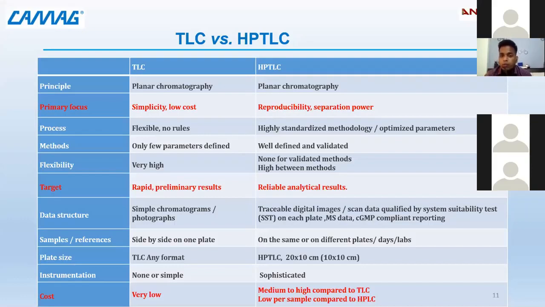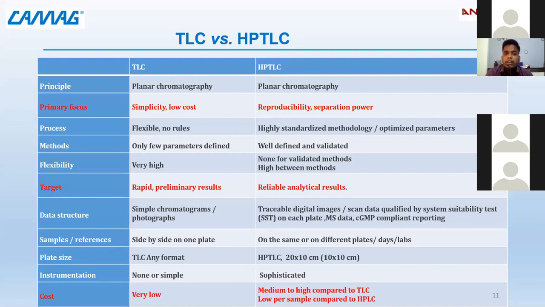And the separation power we are getting in HPTLC, we already saw in the slide how good the separation is. Is the process flexible? No rules in TLC, but in HPTLC there is a standardized methodology and optimized parameters. Method-wise, you can see very few parameters were defined in TLC, but in HPTLC well-defined parameters with validation. Flexibility is very high in TLC, and in HPTLC none for validated methods.